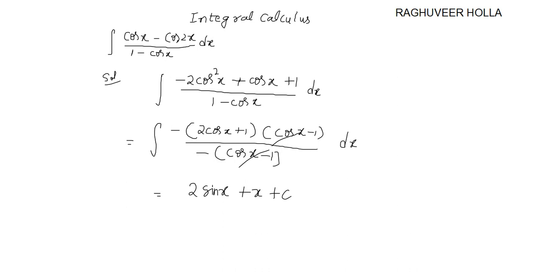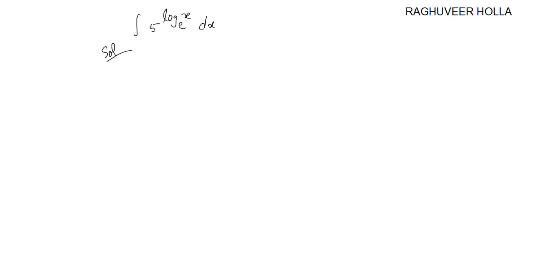Let us try to look at another problem here. So the problem is to integrate 5 power log x to the base e, dx. Let us find the solution for this. So I can write this as the integral of x to the power of log 5 to the base e, and dx.